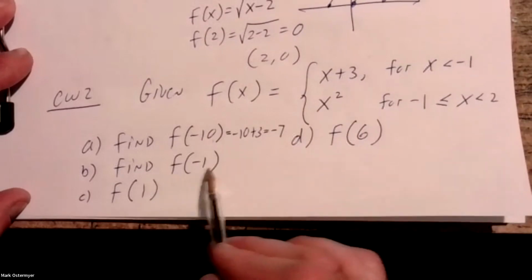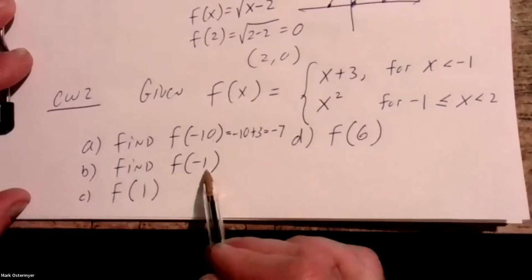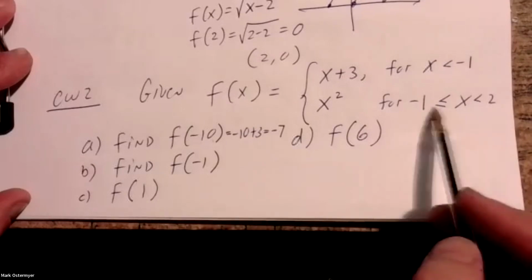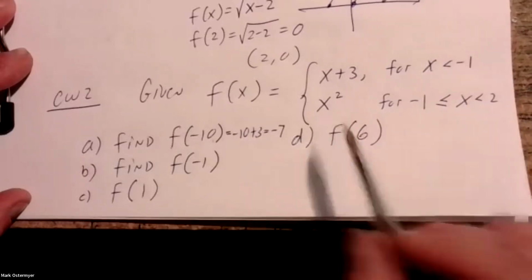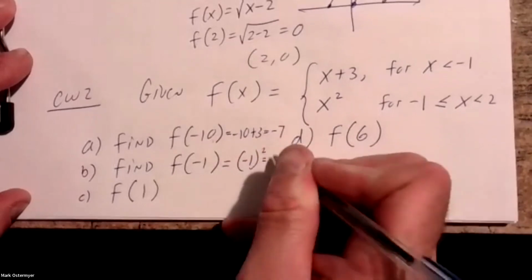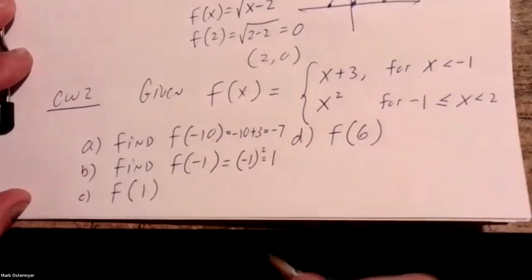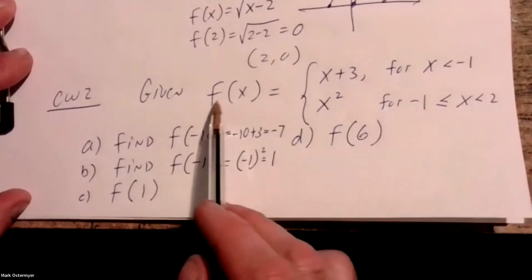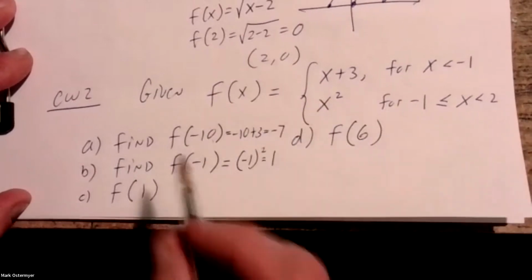Now we put -1 into my function. Which definition am I to use? In which interval is -1 found? The first or the second interval? Second. It's not in this interval. -1 is not less than itself. It is equal to itself. -1 is in this interval. We must use this definition. So f of -1 is -1 squared, which gives you +1. Therefore, we would expect (-1, 1) to be a point that lies on the graph of this piecewise function.